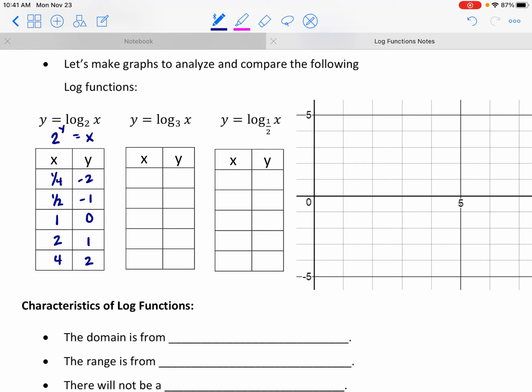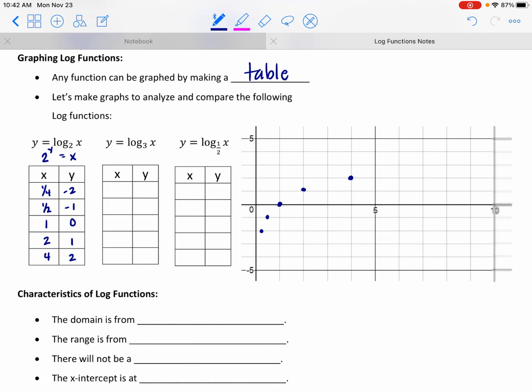So at x equals 1/4, our y value is -2, so we're going to be like around here. And at x equals 1/2, our y value is -1. And at x equals 1, our y value is 0. And at x equals 2, our y value is 1. At x equals 4, our y value is 2.